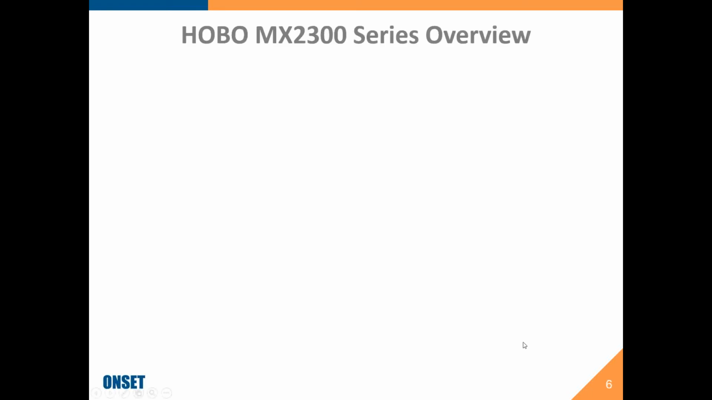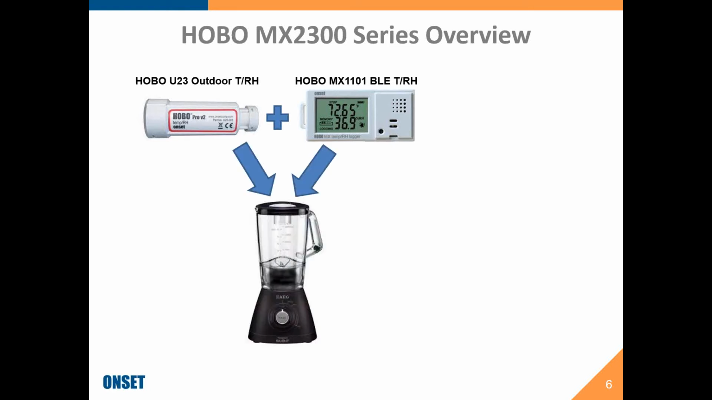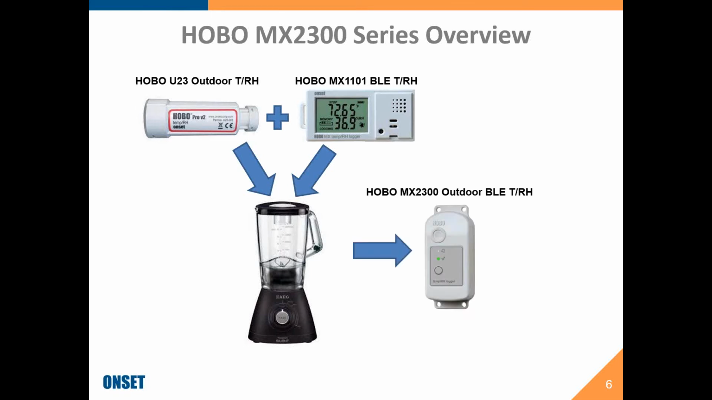And so let me give you an overview of the MX2300s. Many of you that are using the U23s will recognize this logger. That was one of the places we started from. Then we recently came out with the MX1101 BLE temp RH loggers, which use Bluetooth communications. We put those together, put them into a blender, and we came out with the MX2300 outdoor Bluetooth temp RH loggers. So that's kind of high level. Let me go into a little more detail of what that means.